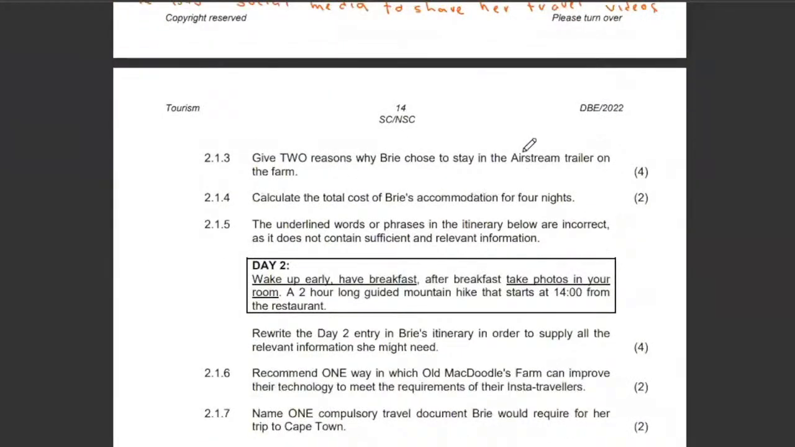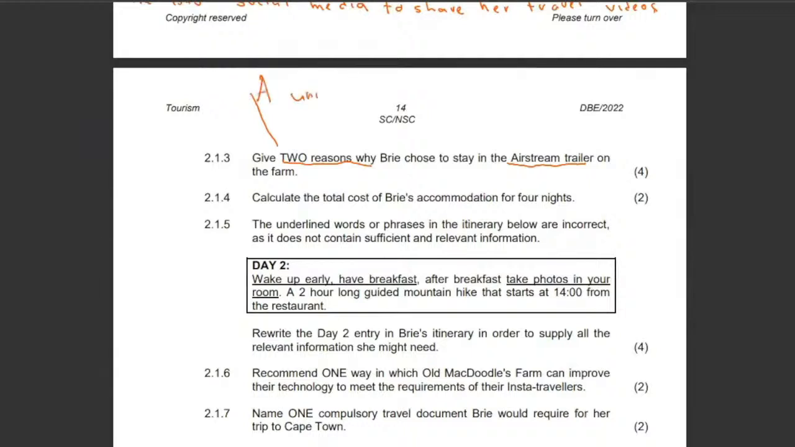Give two reasons why Bree chose to stay in an Airstream trailer. Why did she choose to stay in that type of accommodation? We are going to come up with two reasons, which I'm going to list down. Since she's a vlogger, she enjoys things which are unique. So it is a unique type of accommodation.